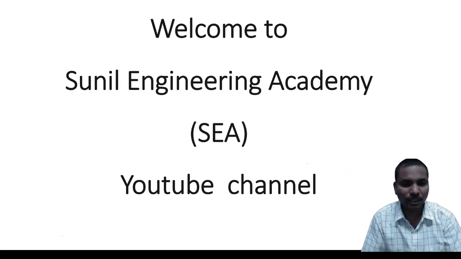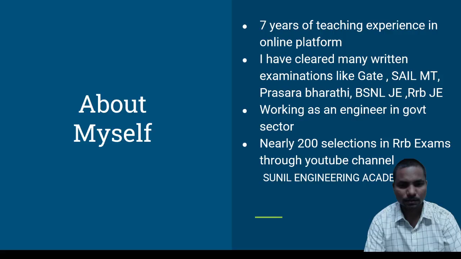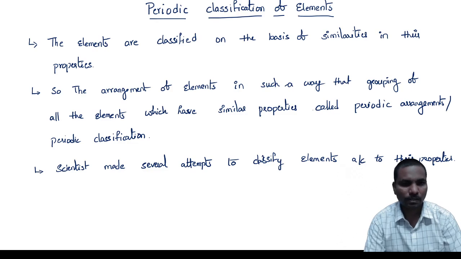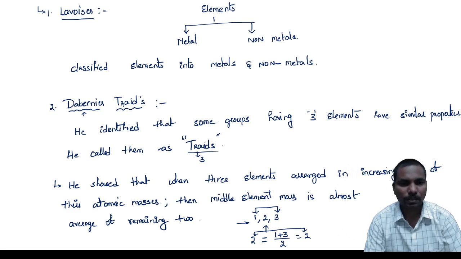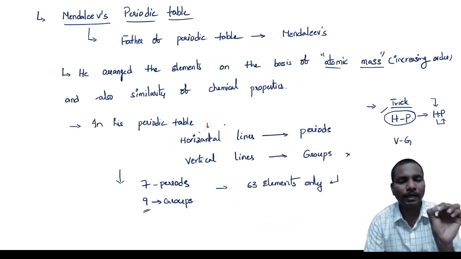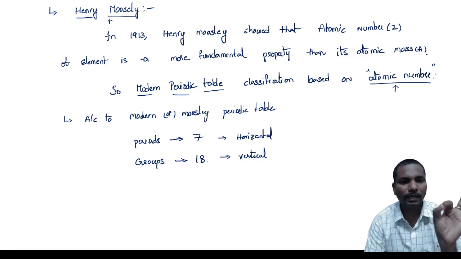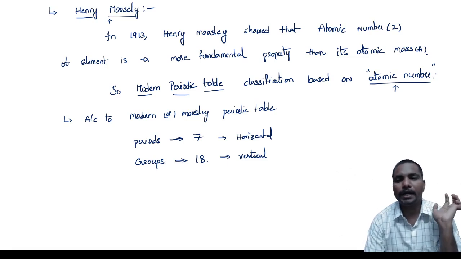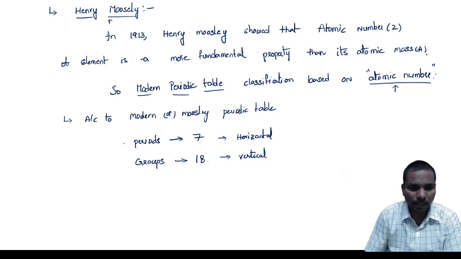Students, in this chemistry, recently we have started periodic classification of elements. Now we are going to discuss the remaining. Let me check periodic classification of elements. Lavoisier classified the elements into metals and non-metals. Dobereiner gave the triads theory, and Newlands the octave theory. After that, the Mendeleev periodic table. After that, Henry Moseley gave the modern periodic table. According to him, periods are 7, groups are 18.